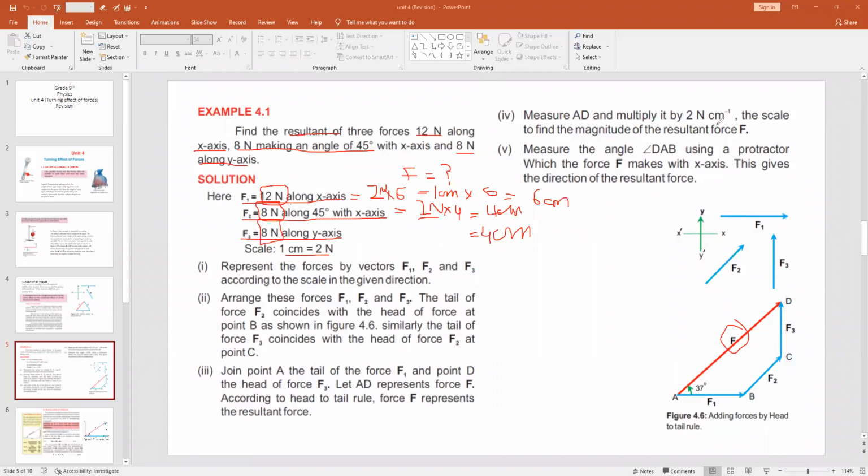Also, let's say the magnitude of this vector is in centimeter. So again we have to convert this centimeter into Newton. For that, we just multiply it by 2 Newton per centimeter. So centimeter will be cancelled out with centimeter, and we will be left with the magnitude in Newton. In this way, we can add all the three vectors with the help of the head to tail rule.